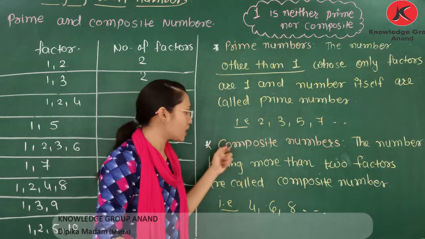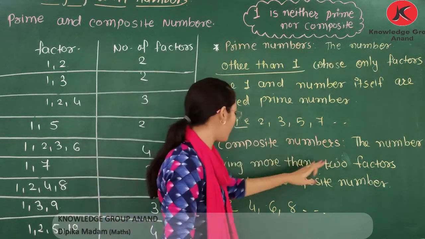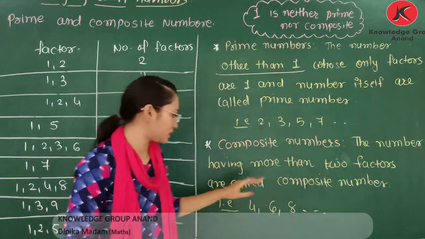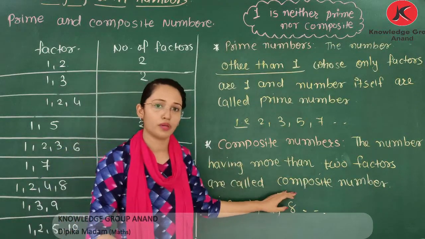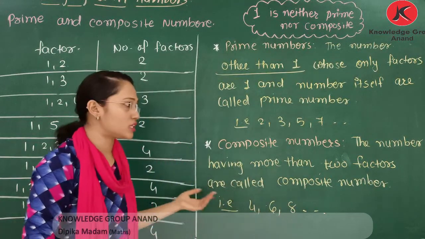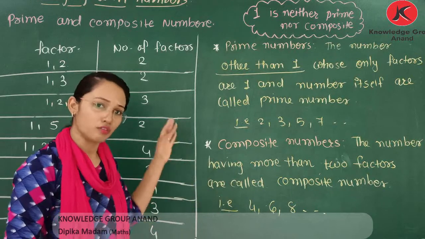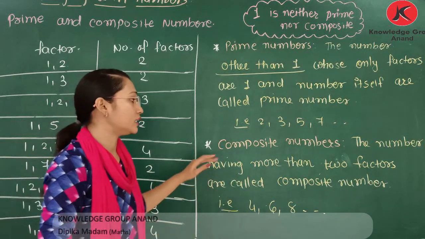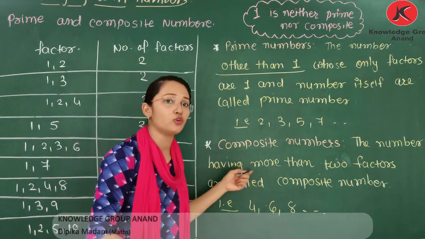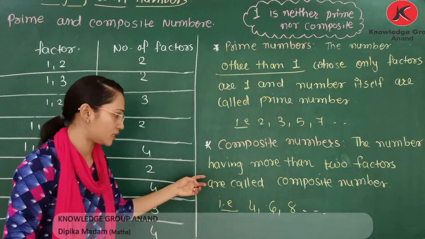Now what is a composite number? The number having more than 2 factors is called a composite number. If a number has more than two factors, two factors are always there, 1 and number itself, but if the number has more than 2 factors, it is called a composite number.